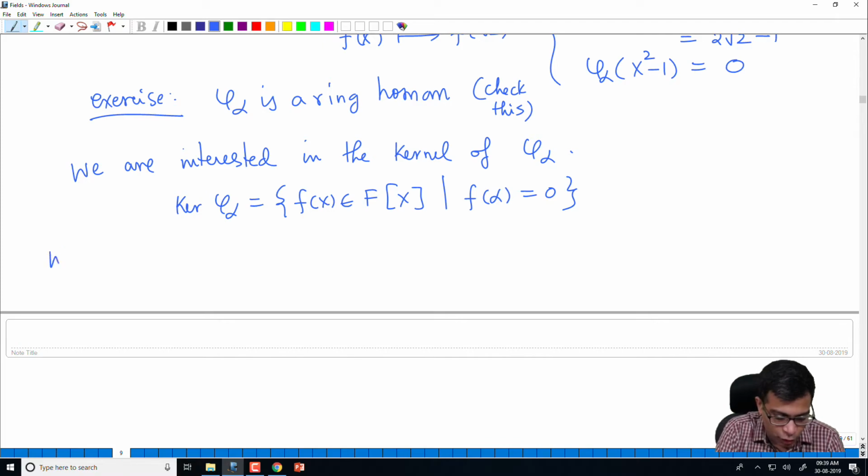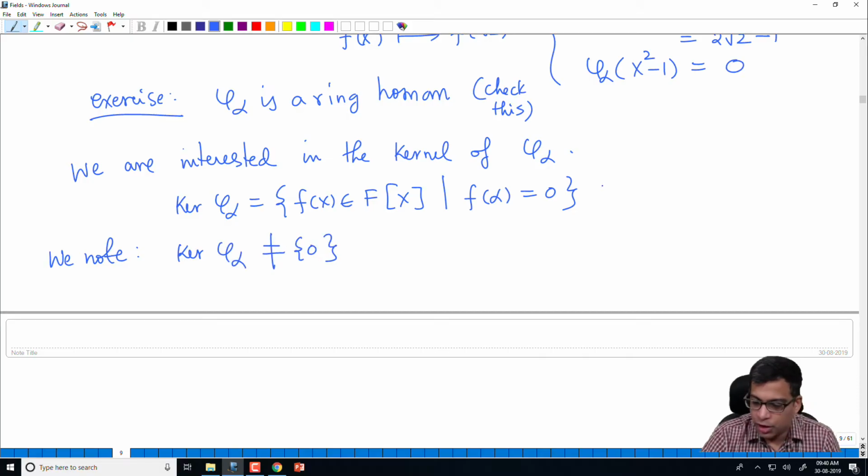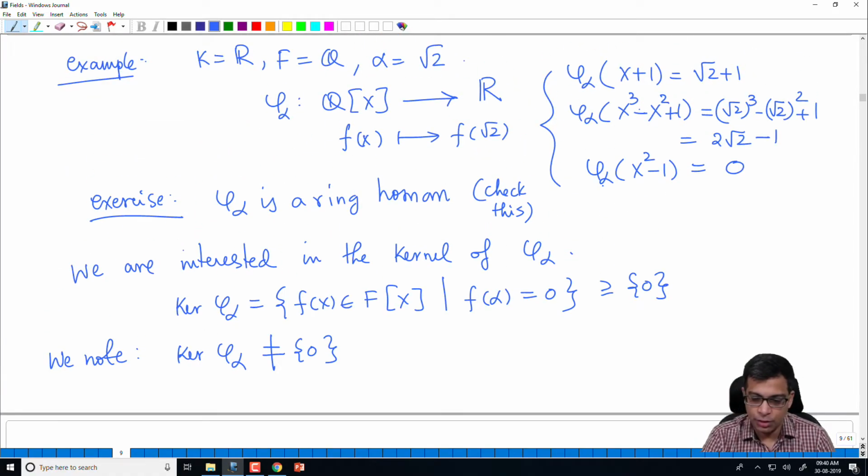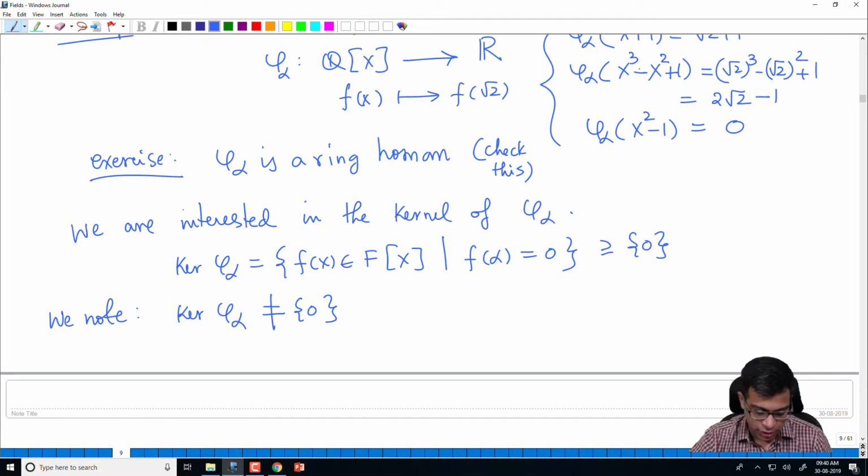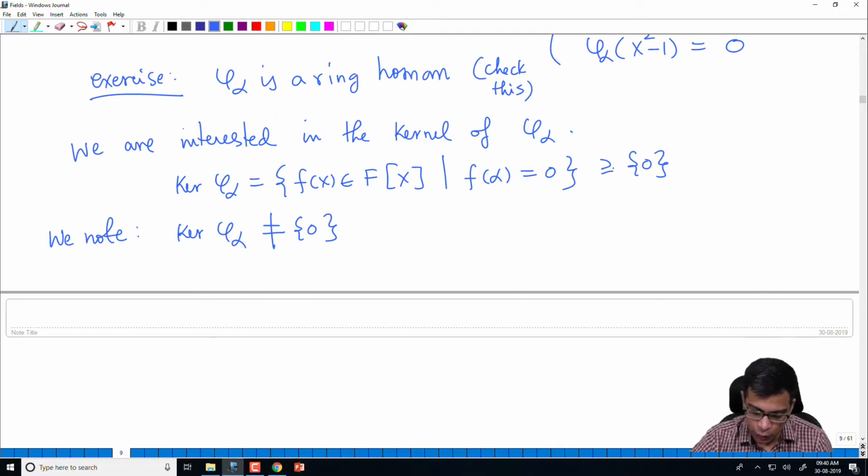So immediately we note the kernel of phi alpha is not just the 0 element. Remember, of course it contains 0. Kernel is an ideal in F[x]. It is an easy exercise that we did in the part when we discussed ring homomorphisms. Kernel is an ideal, so it contains 0.